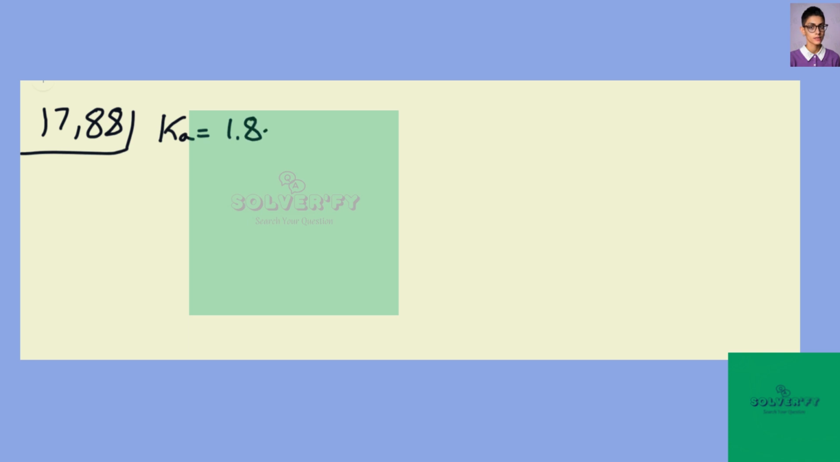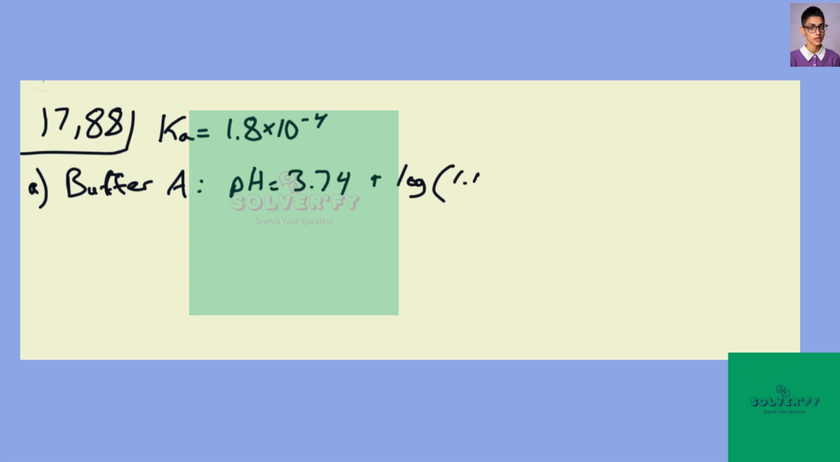So in part A, they want us to calculate the pH of each buffer. First we need to know the Ka for formic acid, and that is 1.8 times 10 to the minus 4. Now we can calculate the pH for each buffer using the Henderson-Hasselbalch equation. So for buffer A, we have pH is equal to the pKa, which is 3.74, plus the log of base over acid, but it's the same 1 for both. So this here is equal to 3.74.